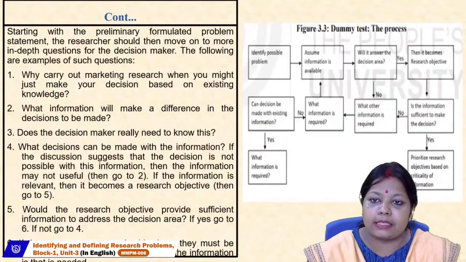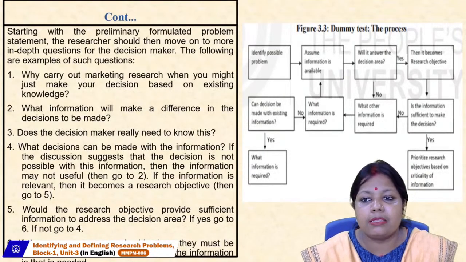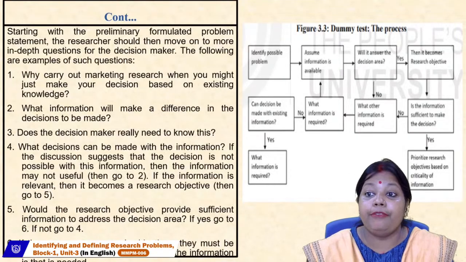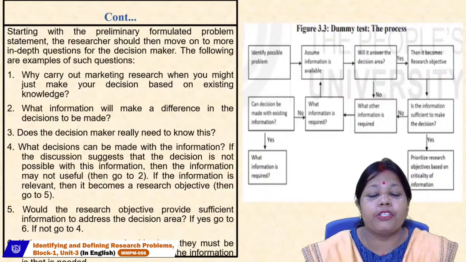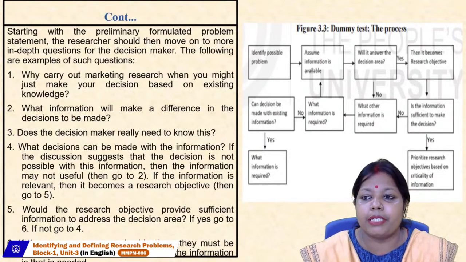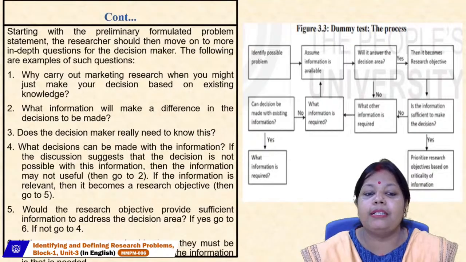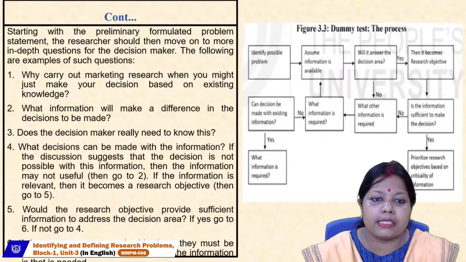If the questions or the information are there, we should check whether this information is going to answer the decision area, which is most important in identifying the research problem. If yes, we find the answer is sufficient for the decision area, then it becomes a research objective. Then, if it is a research objective, is the information sufficient to make the decision? If it is sufficient, then definitely we will go for a decision.